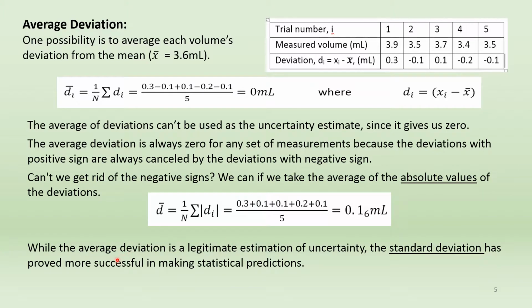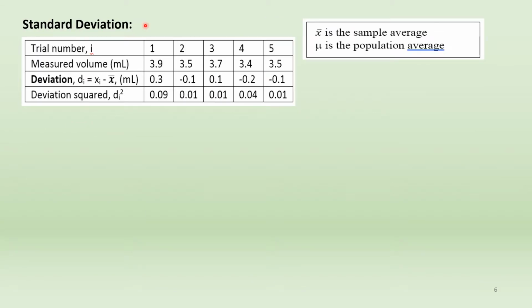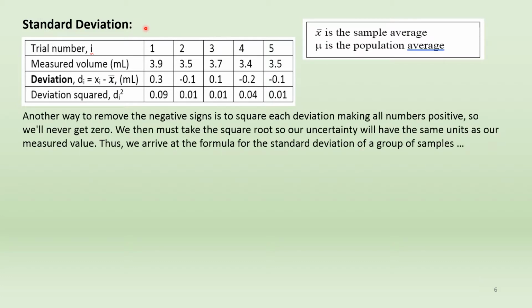Now, it turns out that the average deviation, 0.16 mils in this case, is a legitimate estimate of uncertainty. However, the standard deviation has proved more successful in making statistical predictions, and we're going to look at the standard deviation next. So the standard deviation turns out to be the best measure of the uncertainty of a group of samples. Now, rather than taking the absolute value of the deviations, we will square the deviations. That will make all the numbers positive, and that way they won't add to 0.